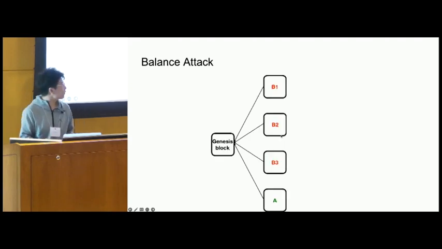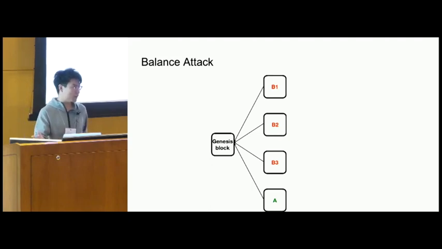And another example is the balance attack. Essentially, EC is a proof of stake protocol, assuming we already have a power table. Just like in many other proof of stake protocols, the adversary can equivocate in this blockchain. So here we have three blocks, B1, B2, B3.